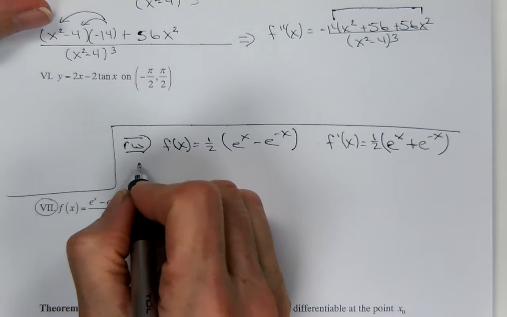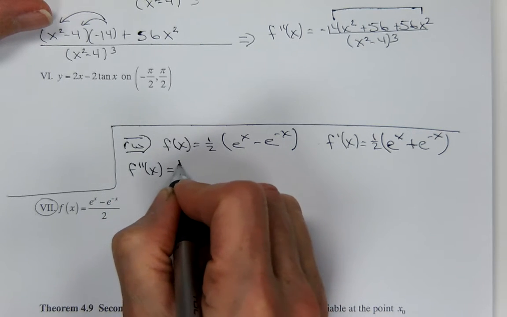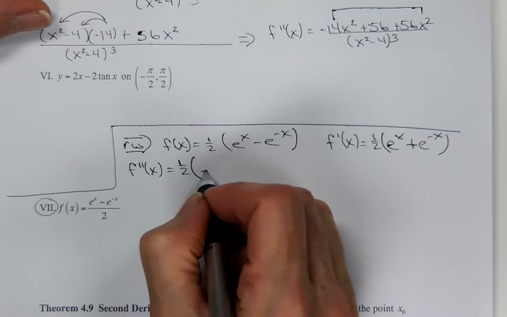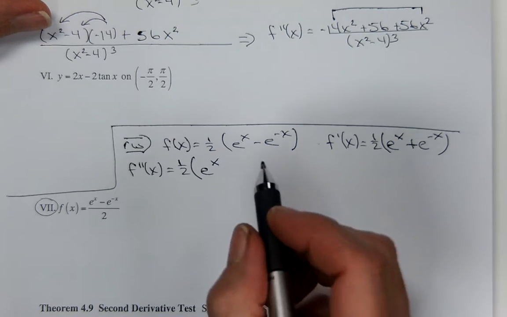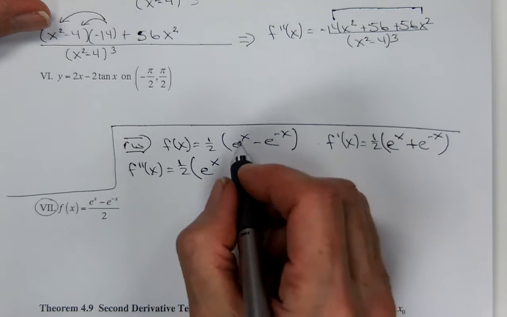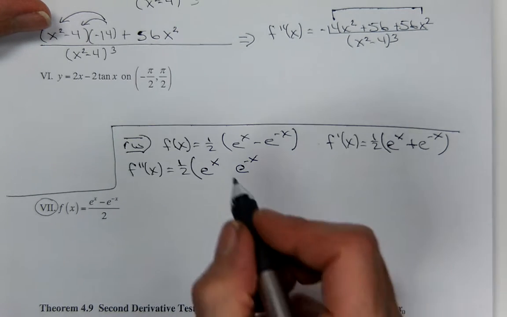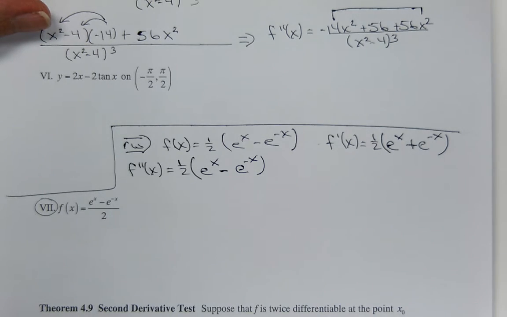And now the second derivative, f double prime of x, is equal to 1/2 going along for the ride. The derivative of the first term, e to the x. And remember, the derivative of the exponent's 1, so we don't need to write it. And then the derivative of the second term is e to the negative x times the derivative of the exponent, which is negative 1. So I'm subtracting again, right back where I started actually, but that happens with e's.